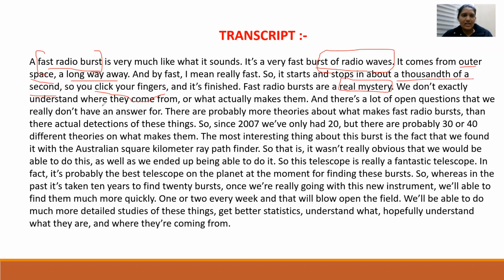We don't exactly understand where they come from or what actually makes them. There's a lot of open questions that we really don't have an answer for. There are probably more theories about what makes fast radio bursts than actual detections. Again, it's a keyword. So since 2007, we have only 20, but there are probably 30 or 40 different theories of what makes them. The most interesting thing about the first burst is the fact we found it within the Australian Square Kilometre Array Pathfinder.